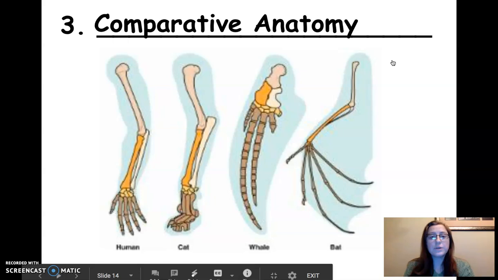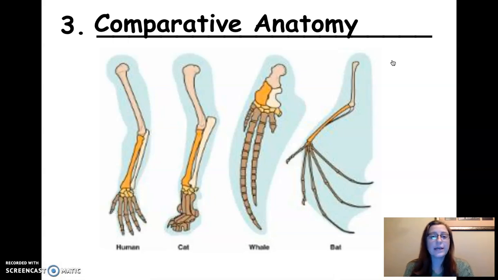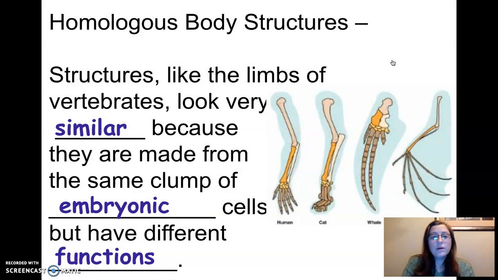Alrighty. So continuing with our list of evidence, we're going to look at comparative anatomy. So what are the structures of organisms and how do they relate to one another? So when we look at homologous body structures, you should recognize the word homologous, meaning similar but not identical. And so here we're talking about structures that are very similar because they come from the same basic form, but have evolved differences due to differences in function.